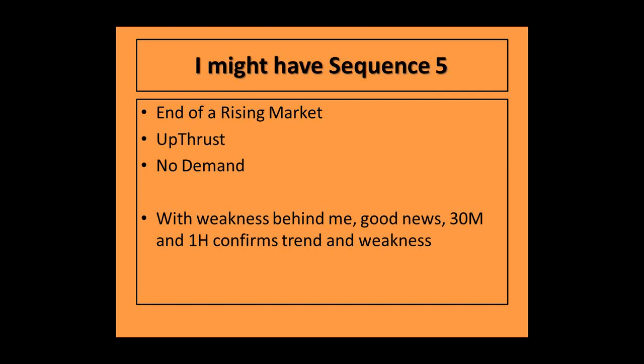So we're just wondering if maybe we might see this. This is how we're thinking about scanning for sequences, okay? Again, I have weakness behind me. I have good news. The 30 and the 1 minute confirms the trend. And this is a sign of weakness, okay? It confirms my overall trend, and it confirms the weakness that I'm seeing. But we're just not yet ready to collapse. But it's a good sign that this might be a sequence coming up, okay?